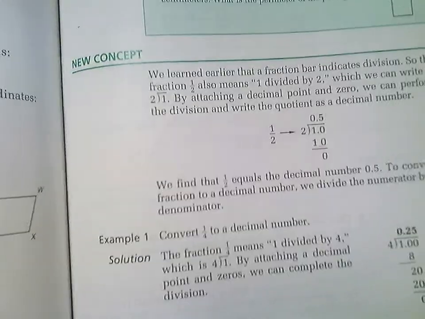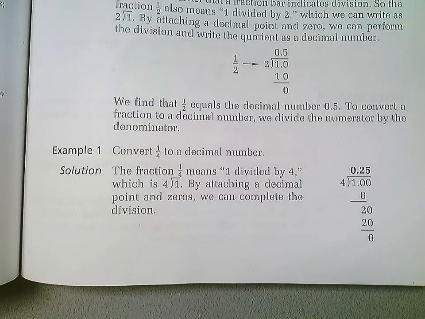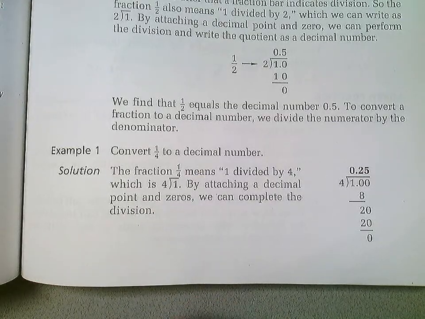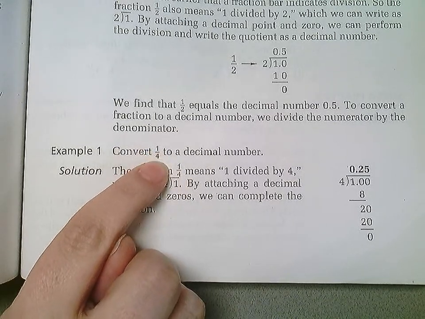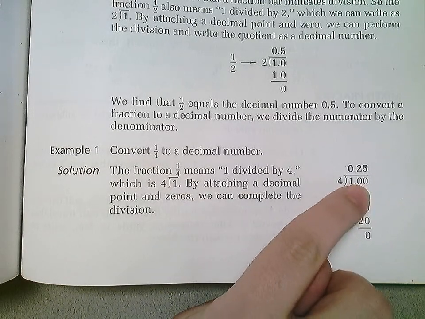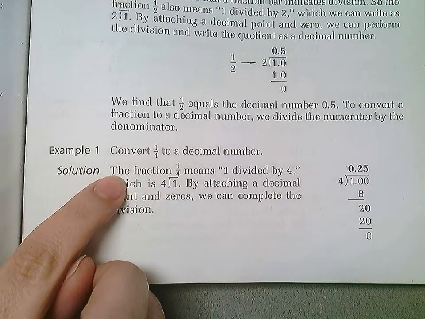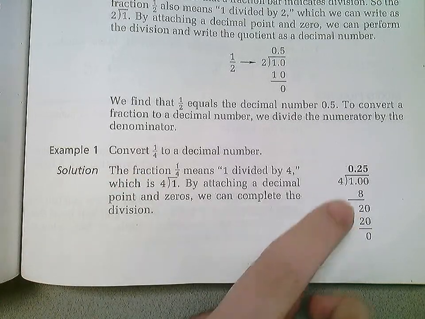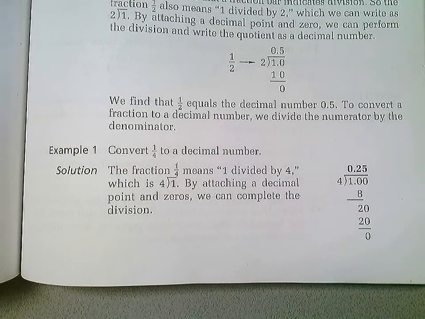So let's look at example 1. Convert 1/4 to a decimal number. Knowing that you use the numerator and denominator, we divide the numerator, which is 1, by the denominator, which is 4. 1 divided by 4. You have to have the decimal point and the 0 at the end. The fraction 1/4 means 1 divided by 4, which is also seen like this. By attaching a decimal point and zeros, we can complete the division.